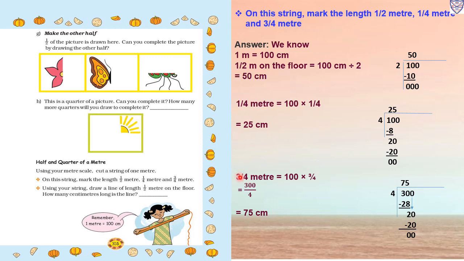Then we have to mark 3/4 meter of the 100 centimeter. So 100 divided by 3 upon 4. So first we will multiply 100 multiplied by 3, we will get 300 divided by 4. So that is 75 centimeter.